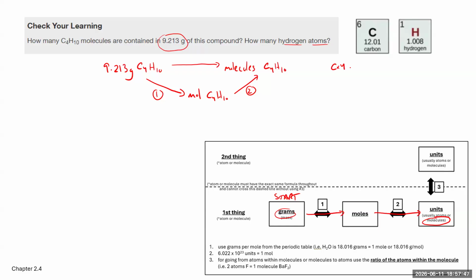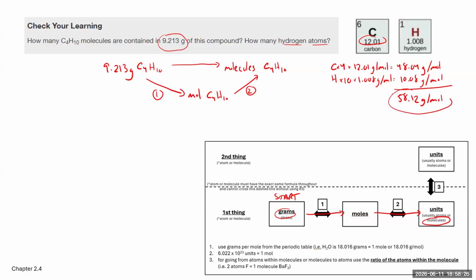We have carbon. We have four of them. That is 12.01 grams per mole. Periodic table, it's going to be 48.04 grams per mole. We have 10 hydrogens, 1.008 grams per mole. That's going to be 10.08 grams per mole. Together, that looks like 58.12 grams per mole of C4H10. All right, so now we have our grams per mole.